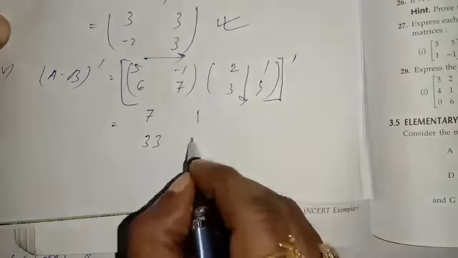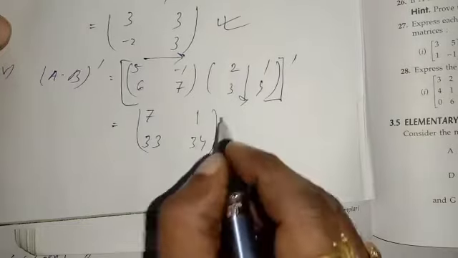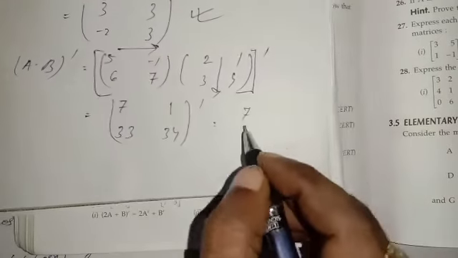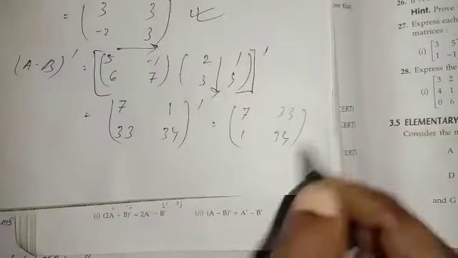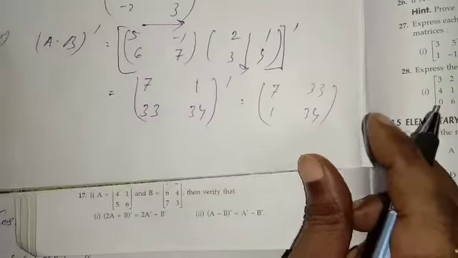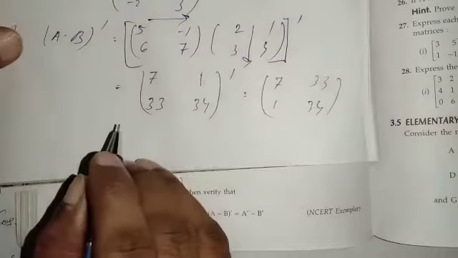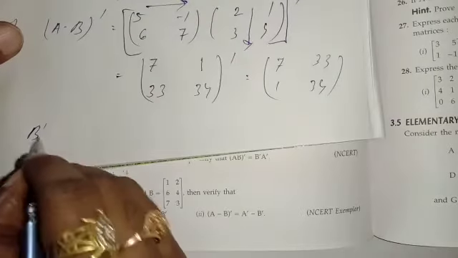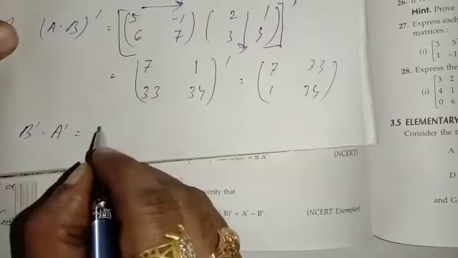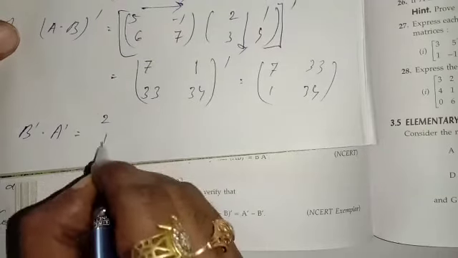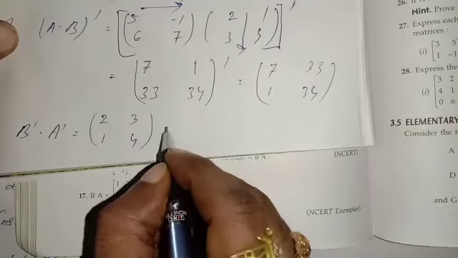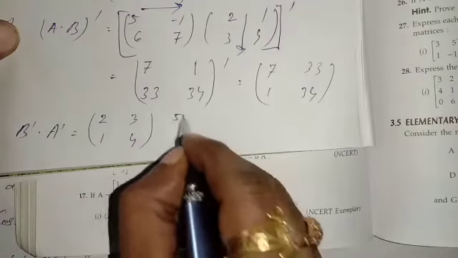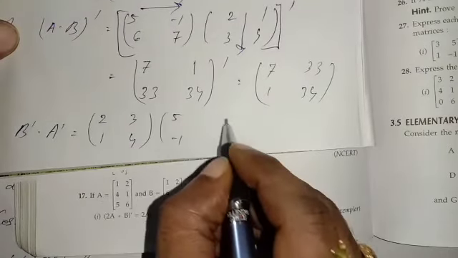28 plus 6, 34. Again, you have to find the transpose. That means 7, 1, 33, 34. This one is your left hand side. Okay. Next you have to find out right hand side, that is B transpose into A transpose. B transpose will be converted by the same process, 2, 1, 3, 4. That is B transpose. A transpose will be 5 minus 1, 6, 7.